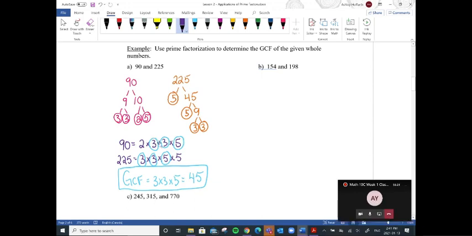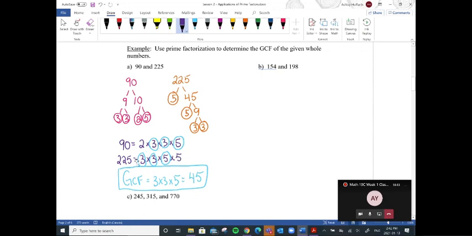If I look at this 3, there is a matching 3 down here. So both lists have 1 3 for sure. I circle those because that's going to be used. Both lists also have another 3, so I'm just going to circle both of those. And then both lists have 1 5. This second 5 in the 225 list doesn't exist in the 90 list, so we can't use it.